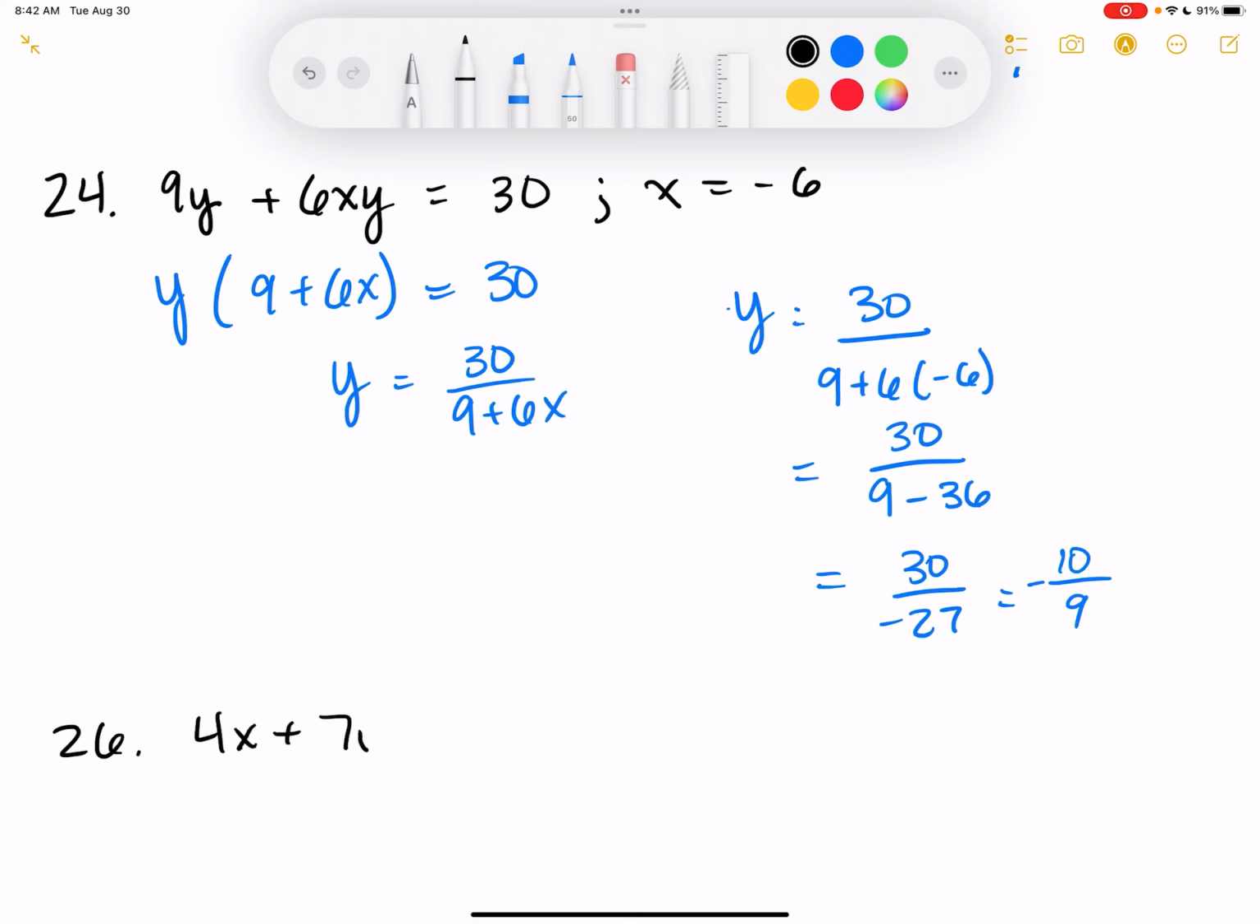4x plus 7y plus 5xy equals 0, and x is equal to 1.